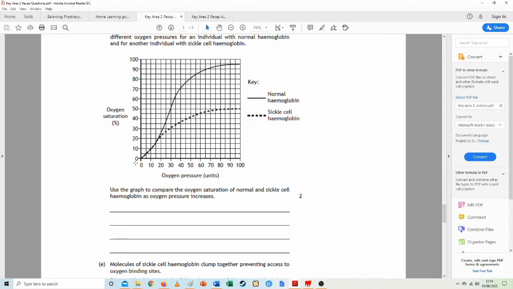So the oxygen saturation for both normal and sickle cell hemoglobin between 0 and 15 or 16 oxygen pressure is the same. Between 15 or 16 oxygen pressure units and 100, the oxygen saturation is lower in sickle cell hemoglobin than normal hemoglobin. And at oxygen saturation of 95% at oxygen pressure of 100 units for the normal hemoglobin, you only get 50% oxygen saturation at the same pressure for sickle cell hemoglobin.